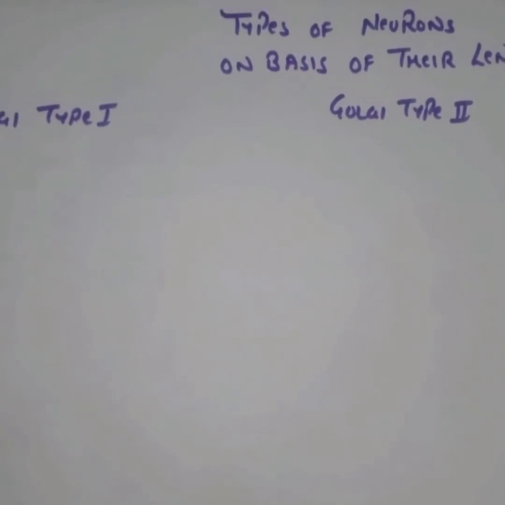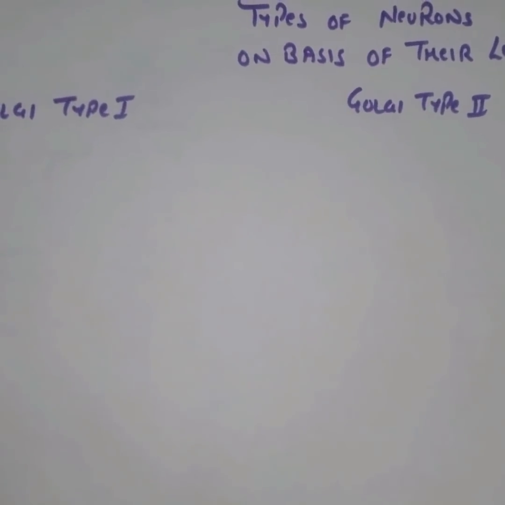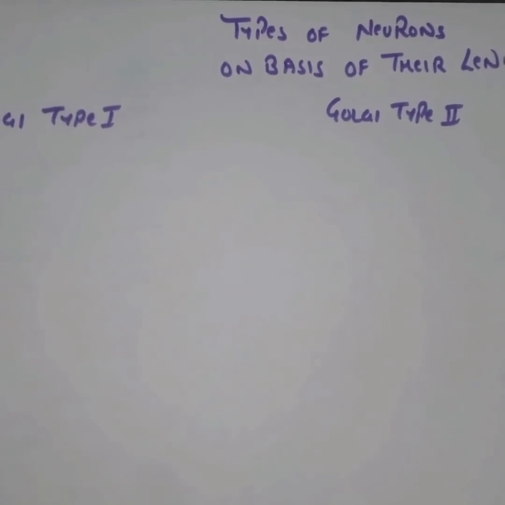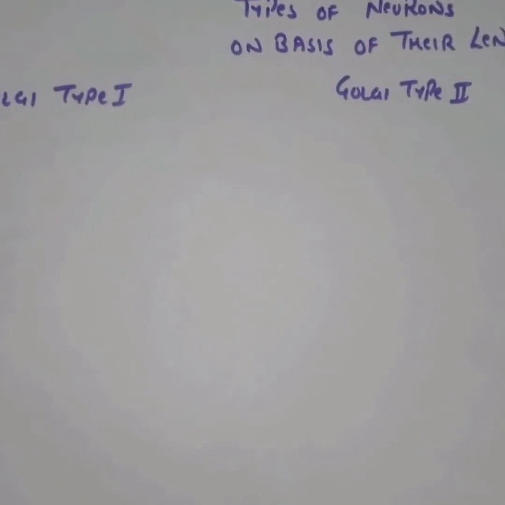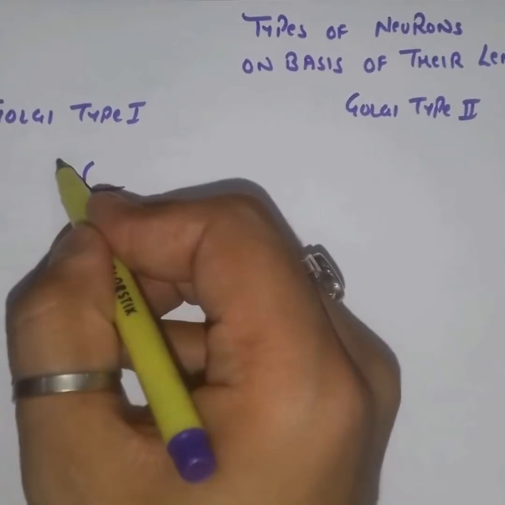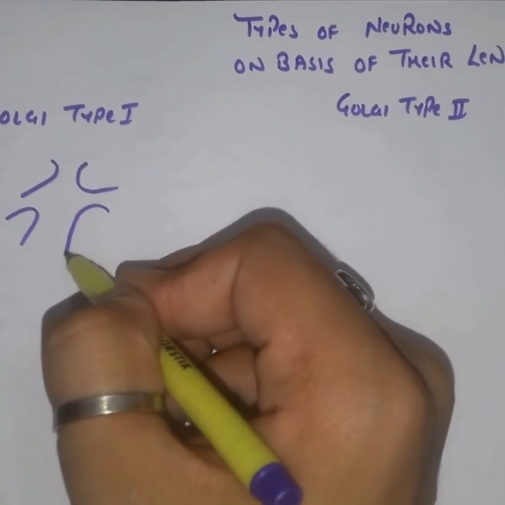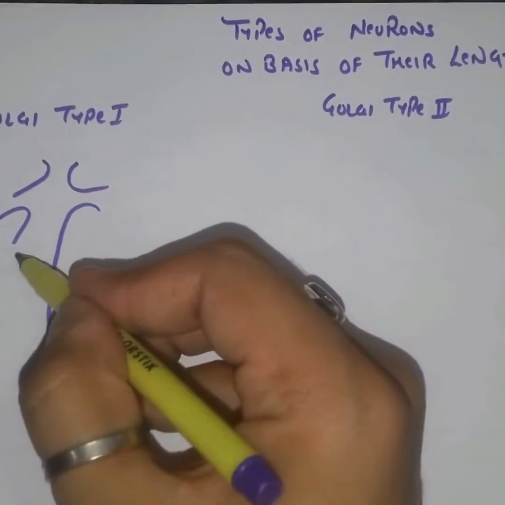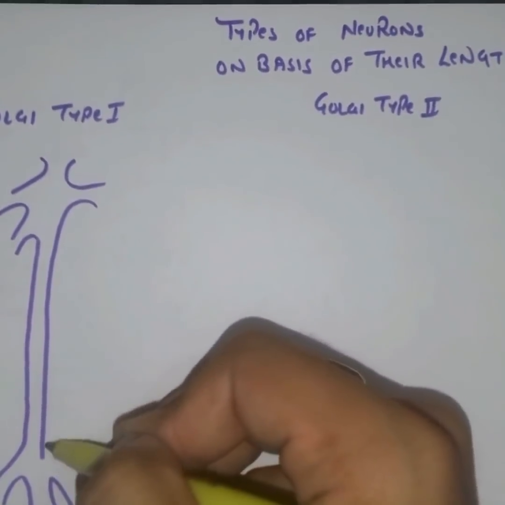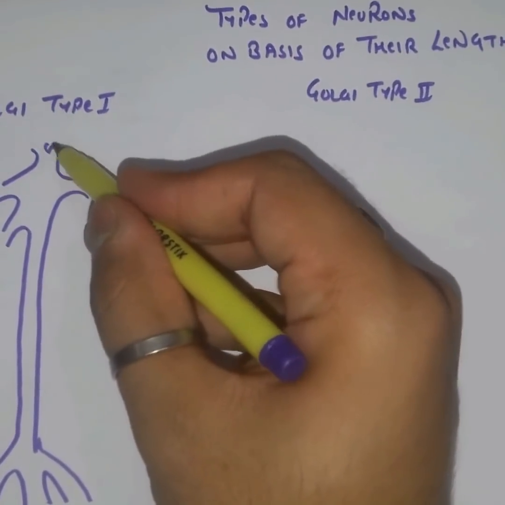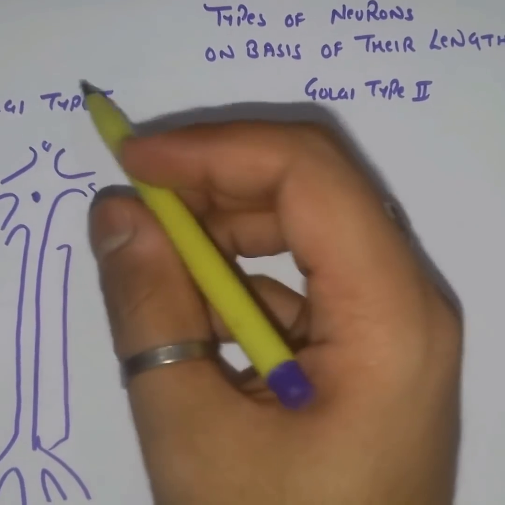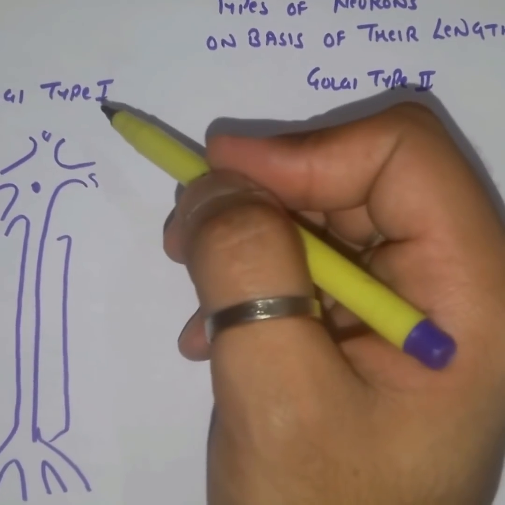Now we will study the types of neurons on the basis of their length. There are three types of neurons on the basis of their length: the Golgi type 1, the Golgi type 2, and the amacrine neurons. The types of neurons in which the dendrites are usually very small, whereas the axon is typically very long, are called Golgi type 1 neurons. So here the dendrites are very short, whereas the axon is very long. Generally these are known as the Golgi type 1 neuron.